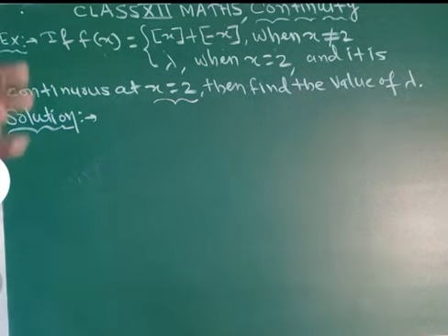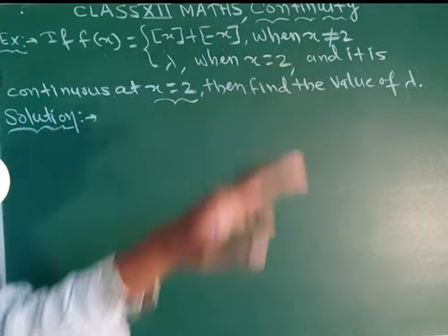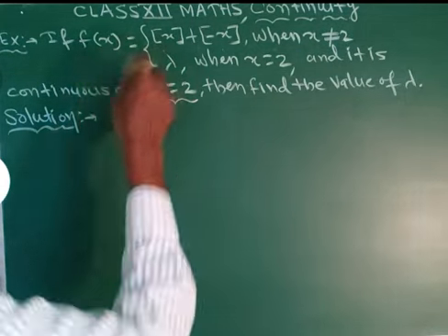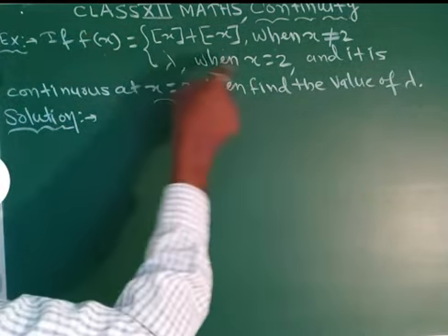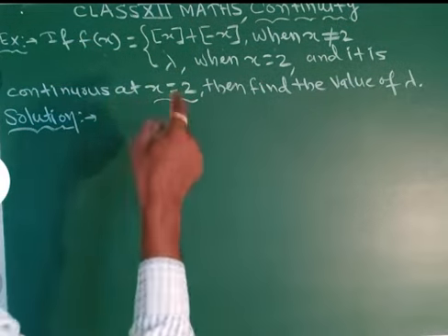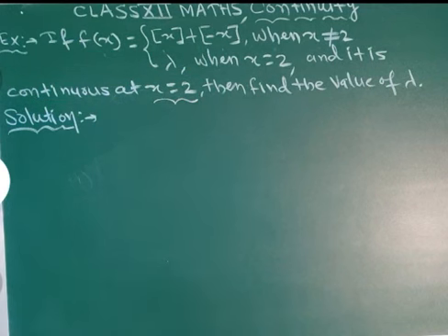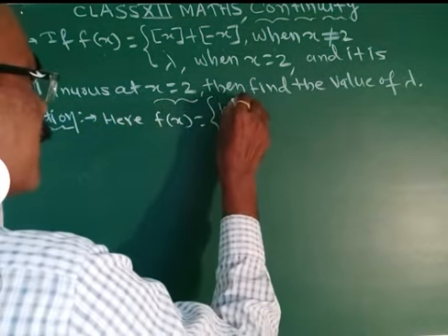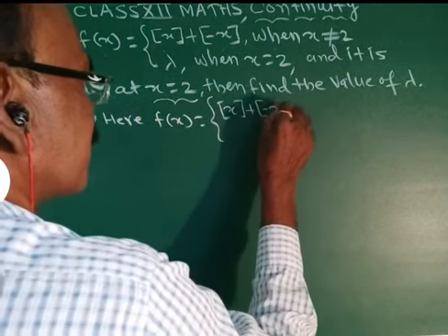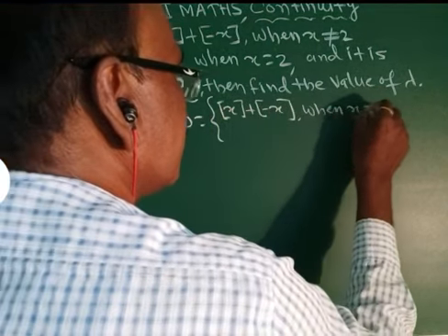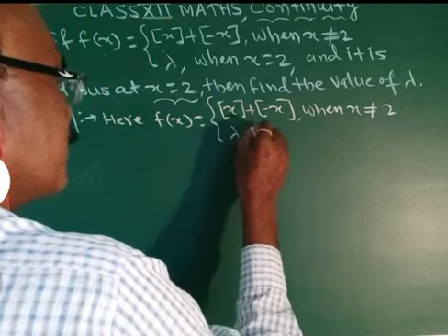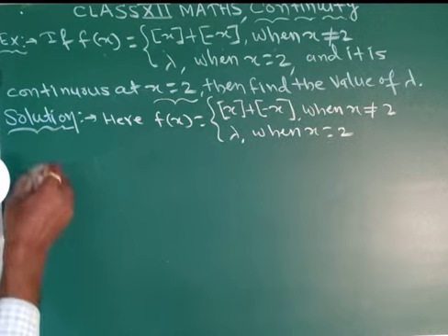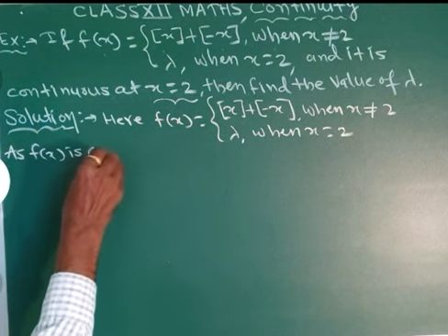So the question is, if this function is continuous at x equal to 2, then what should be the value of lambda that you have to find. If the function is continuous, then the value of that function at x equal to 2, that should be equal to f of 2. So we write the function: f of x equals greatest integer x plus greatest integer minus x when x is not equal to 2, and equals lambda when x equals 2.